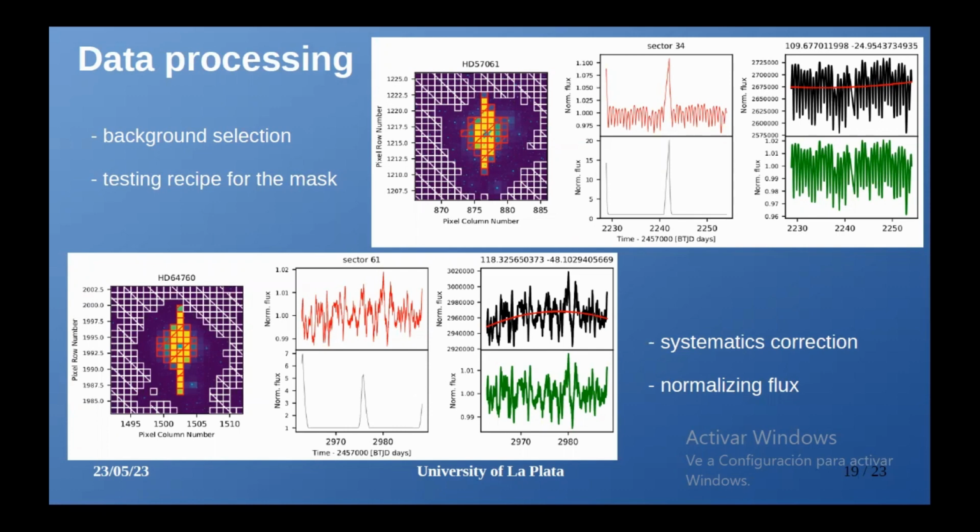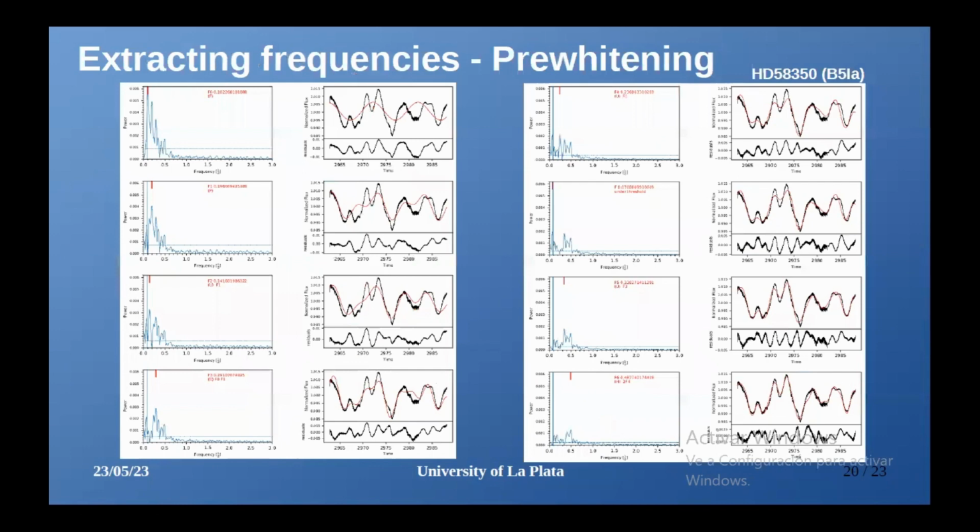Then I follow the normalization process. So the normalized data are here. Also something similar for another of the B-supergiant targets. And then I extract the frequencies to get the footprint of the star, the periodic footprint of the star.